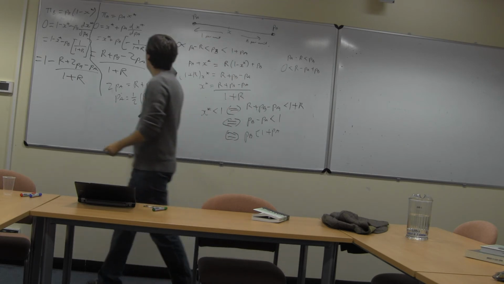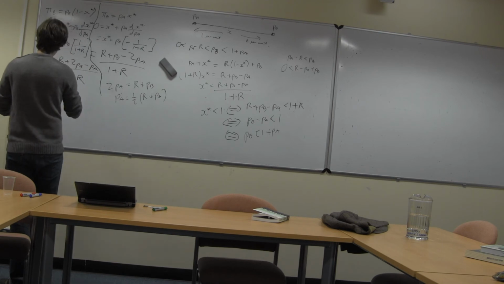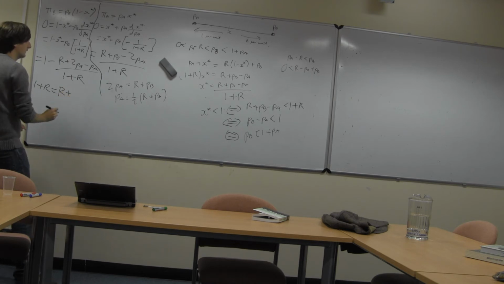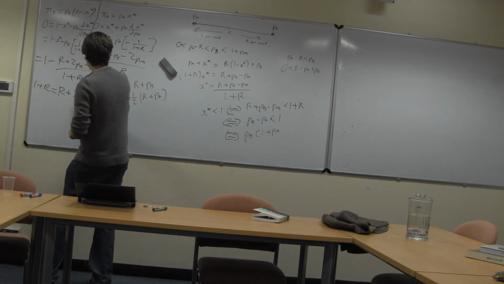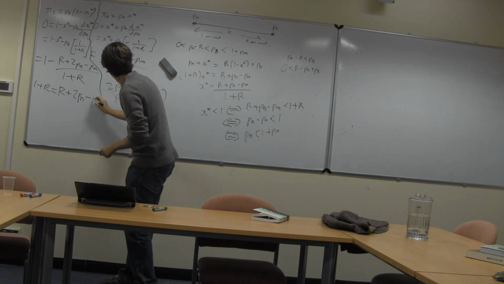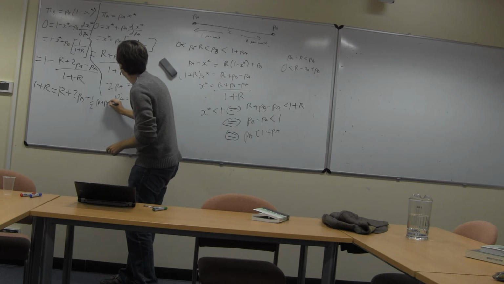And then you can substitute that into this expression. Okay, so if we take this to the other side and then multiply by 1 plus R, this is saying 1 plus R is equal to this thing, which is R plus 2PB minus PA, which is this thing, which is R plus PA.